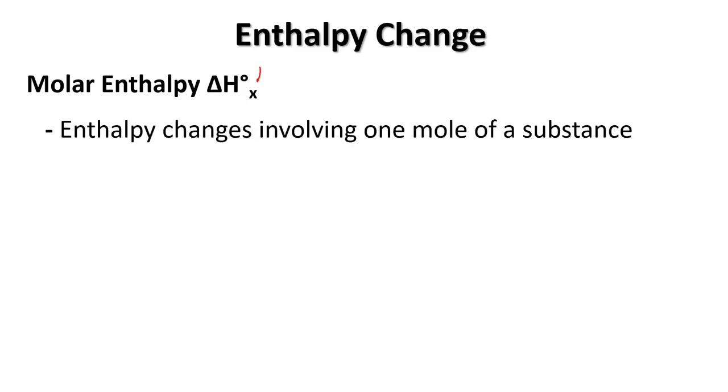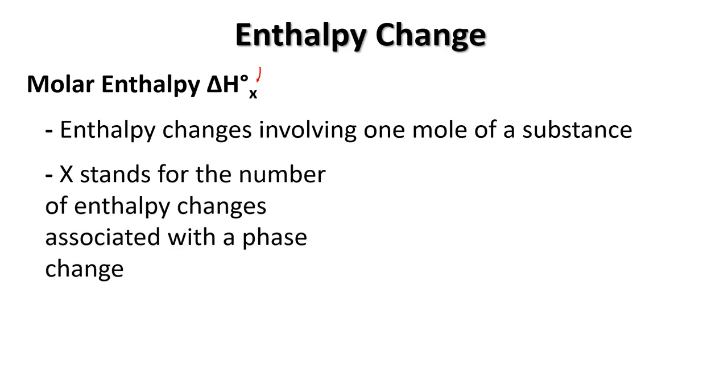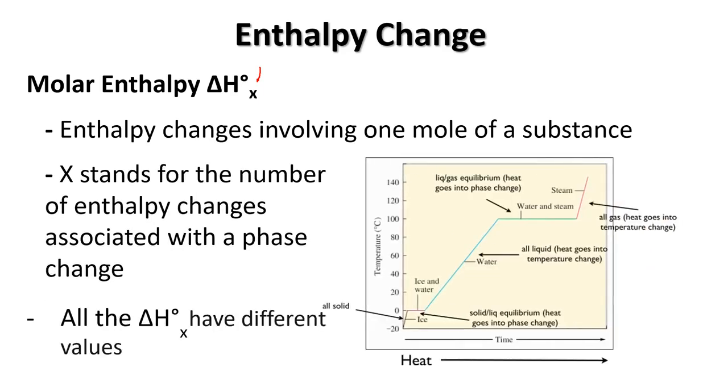So let's talk about the molar enthalpy. Notice I put a little X here because X could be a whole bunch of things. So enthalpy changes involve 1 mole of a substance. X stands for the number of enthalpy changes associated with a phase change. And all these phase changes here have different values.